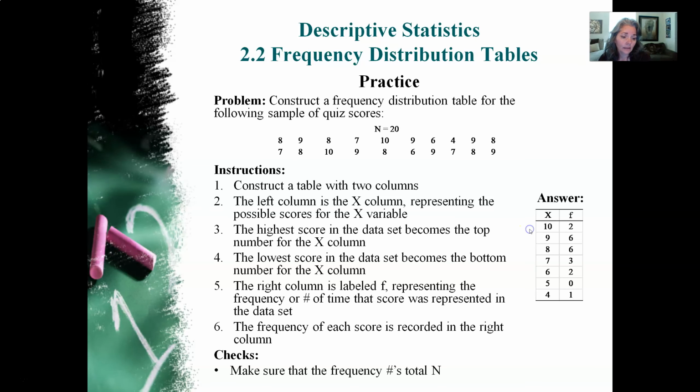When you're all done, it should look something like this. Now, notice that this doesn't include 0, 1, 2, and 3, because those didn't appear in the data set. So it only includes the scores that actually occurred in the data set. That's okay, but if it's right smack in the middle, like 7, you would want to put 7 and then tell me 0. Don't break it up in the middle. But if you want to start it at 4 because there aren't any lower scores, that's fine. Okay?